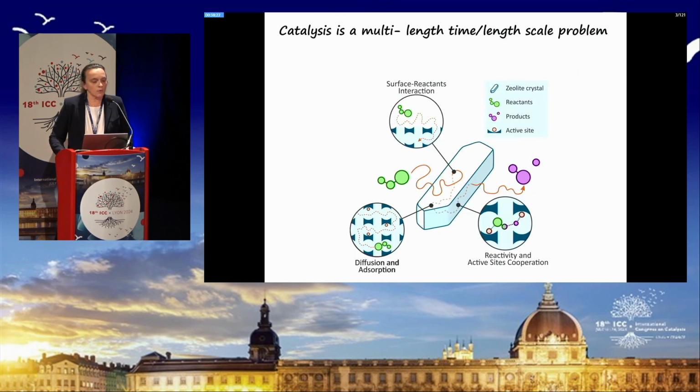Now, I would like to start off with this figure, which shows that catalysis is a multi-length timescale problem. When we have a successful catalytic reaction, first of all, the reactants need to come from the outside, they need to enter the crystal, and then there needs to be crystalline diffusion up to a point where a reaction can occur. Afterwards, when the products are formed, they need to find their way to the exit. Of course, this all happens on very different length and time scales, and that's a particular challenge for modeling.